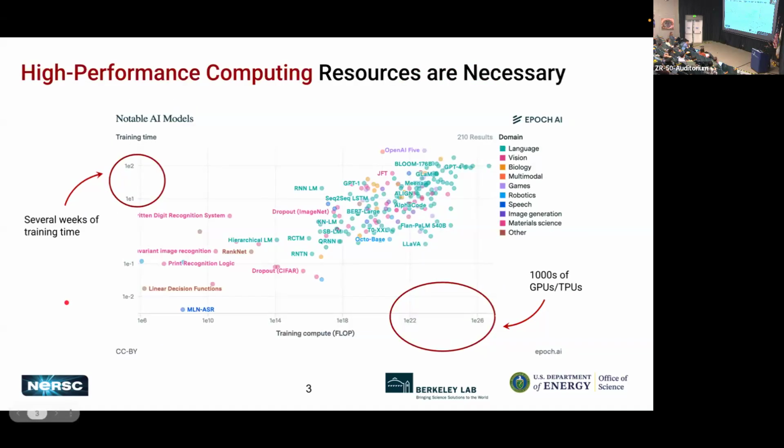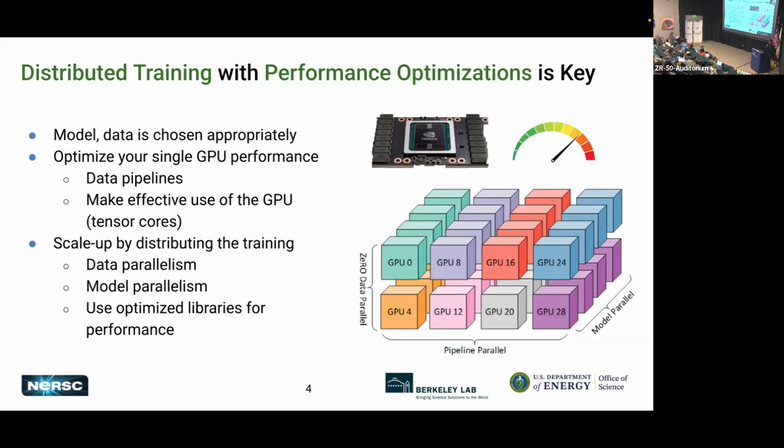So this is the same graph, but different axis, where on the y-axis is how much time they use to train these models. And the x-axis is once again the same thing, training compute flops. The takeaway here is that these models were trained on several weeks. So this is in days, sometimes even like several months, using thousands of GPUs or TPUs if you're building models in Google. So high performance computing resources are necessary to train these models at scale. And distributed training with performance optimization is key to getting good performance and to making sure that you're utilizing your compute budget effectively and efficiently.